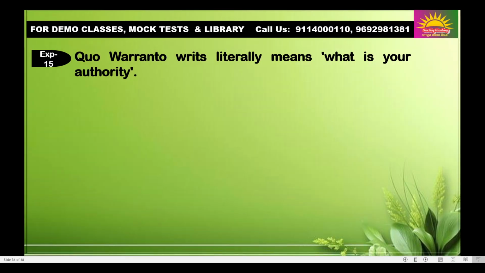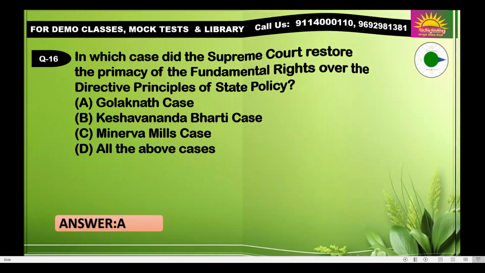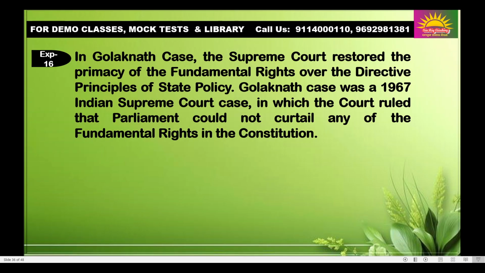Question number 16. In which case did the Supreme Court restore the primacy of the fundamental rights over the directive principle of the state? Golaknath case, Kesavananda Bharati case, Minerva Mills case, all of the above. Answer Golaknath case. In Golaknath case, the Supreme Court restored the primacy of the fundamental rights over the directive principle of the state. Golaknath case was a 1967 Indian Supreme Court case in which the court ruled that Parliament could not curtail any of the fundamental rights in the Constitution.